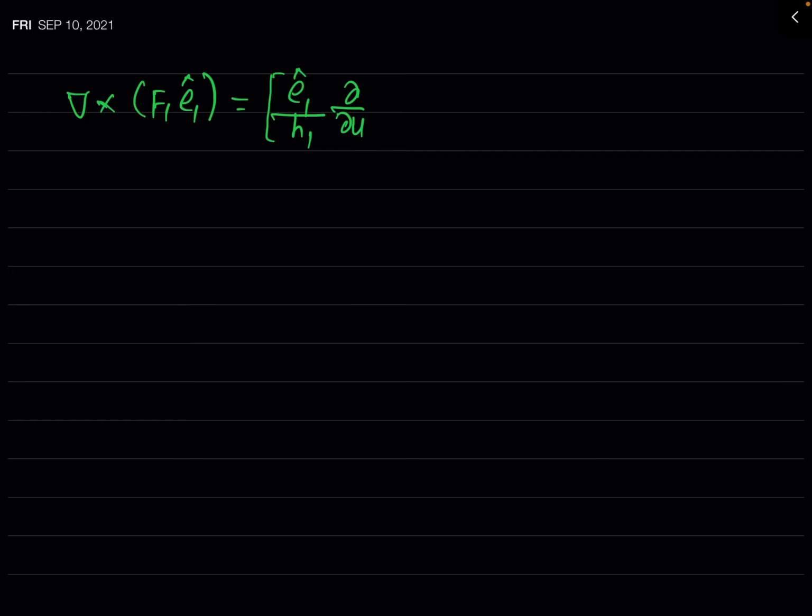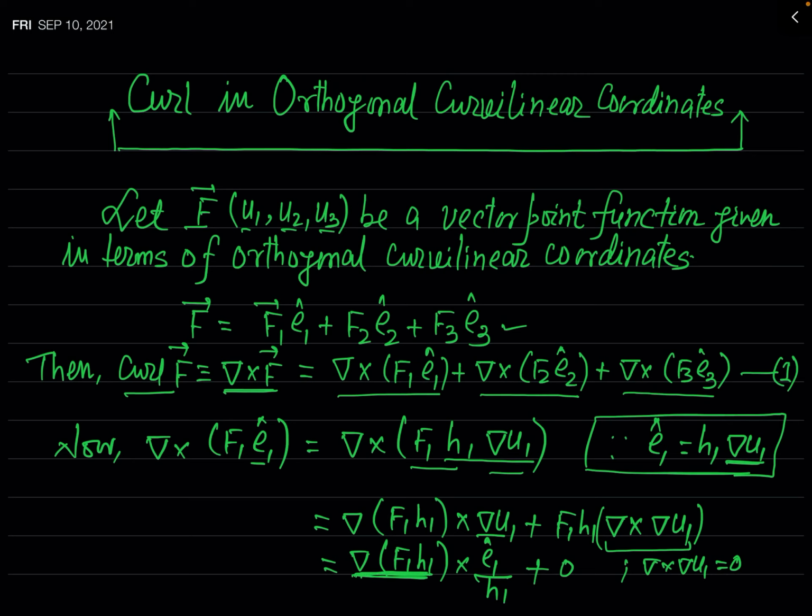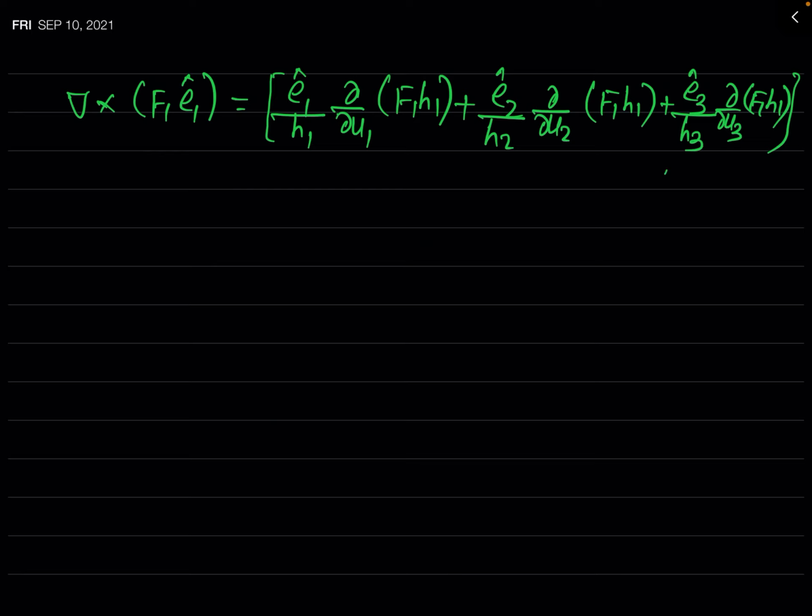Del u1 of f1 h1, plus e2 hat over h2 del u2 of f1 h1, and plus e3 hat over h3 del u3 of f1 h1. This is actually the expression for gradient of f1 h1. You know it. And then we have to take the cross product with e1 hat over h1. So I am writing it here. This is cross e1 hat over h1.